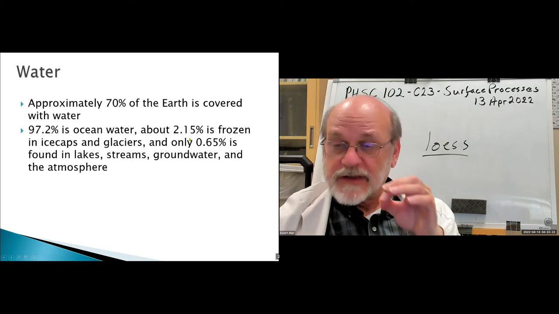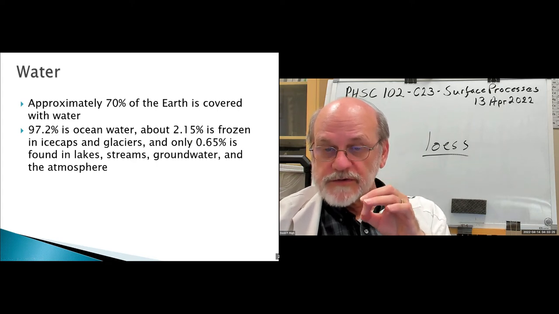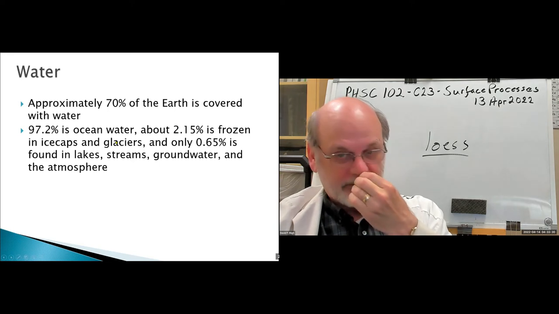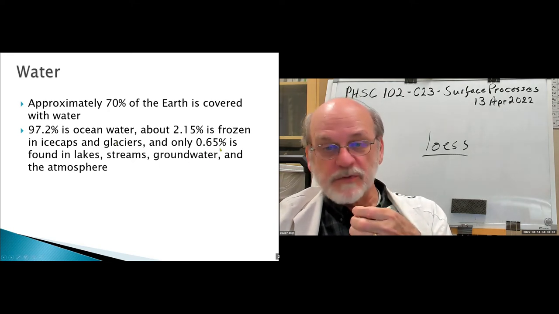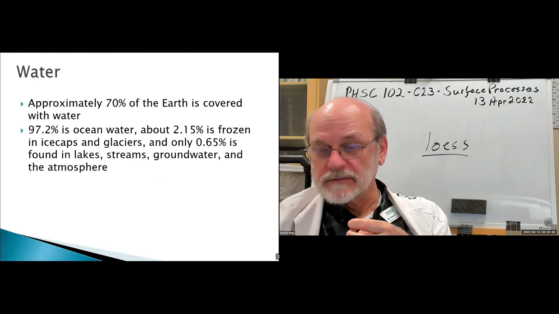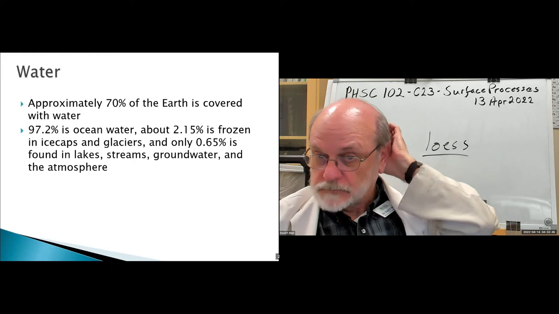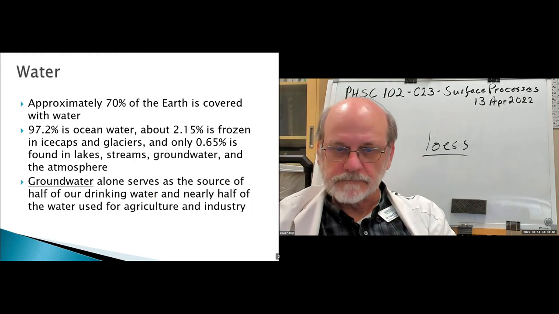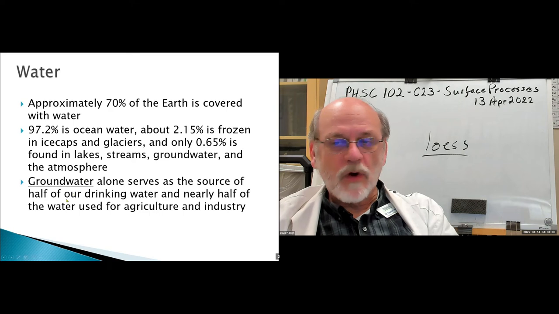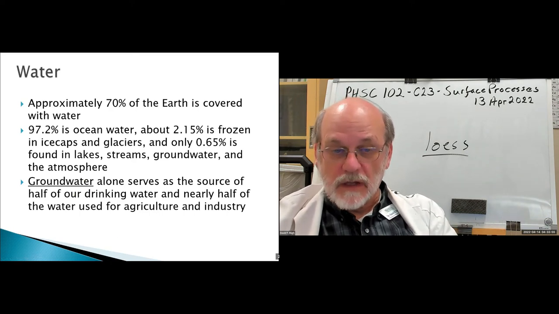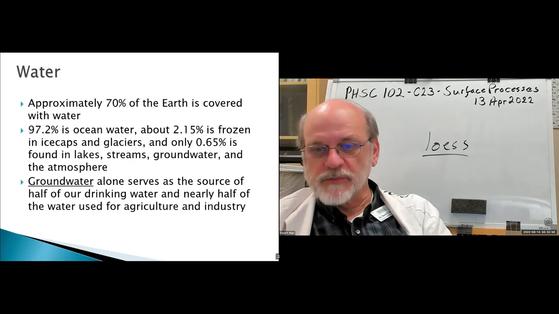All right, so a significant amount of the volume of water on the surface of the Earth is locked away in ice caps and glaciers. And only less than a percent is found in lakes, streams, and groundwater, and in the atmosphere. So even less of that is available to us in rivers and lakes and groundwater. Groundwater serves as the source of fresh drinking water for over half of the Earth's population.